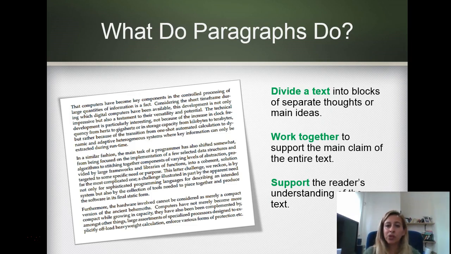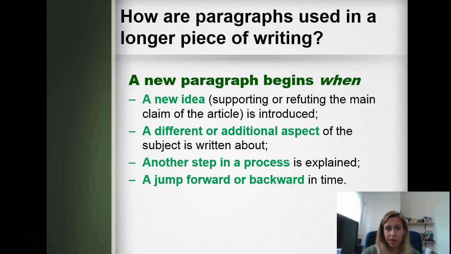So what do paragraphs do in a text? They divide the text into blocks of separate thoughts or main ideas. They work together to support the main claim of the whole text. They support the reader's understanding of the text. So how are paragraphs used in a longer piece of writing? We use them in order to show a new idea, in order to show a different or additional aspect of the subject, or maybe when a process is explained, it's just another step in the process, or in order to jump forward or backward in time.